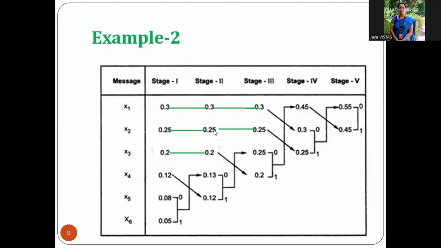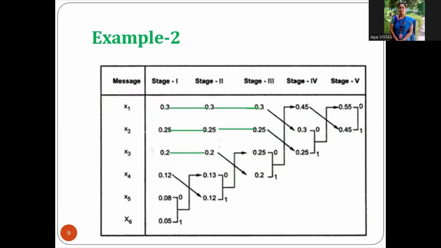Okay. The symbol x2: first it comes down, it is 1. Then it goes up, it is 0. So the code word for x2 is 1, 0. Then the code word of x3 is 1, 1. Then the code word of x4 is 1, 0, 1. Then x5 is 0, 0, 0, 1.